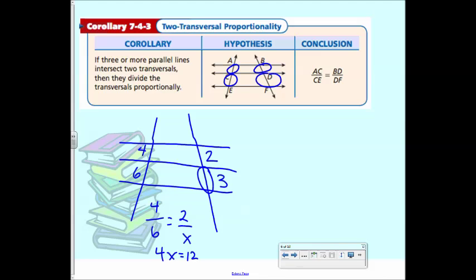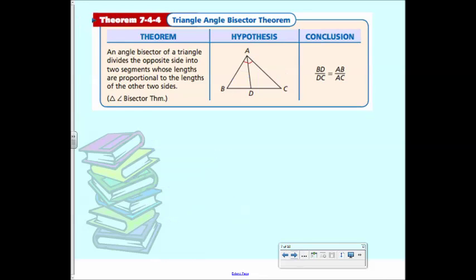All right, and the last one is the triangle angle bisector theorem, which says an angle bisector of a triangle divides the opposite sides into 2 segments whose lengths are proportional to the lengths of the 2 sides. So let's go through what that means. That means BD, so this piece right here, is proportional to DC, and AB over AC is proportional in the same way. So again, if this is an angle bisector, which means that these 2 angles are what? Congruent. They don't have to be 90 necessarily, but they have to be congruent.